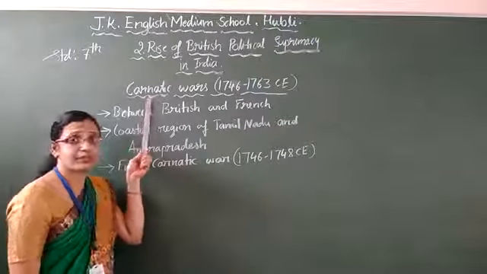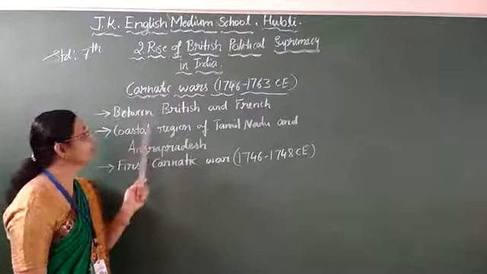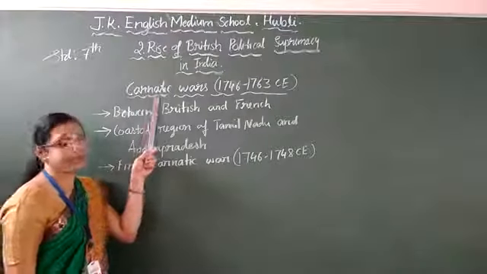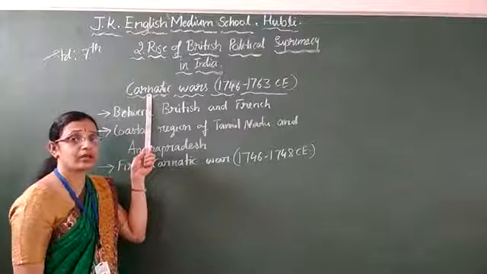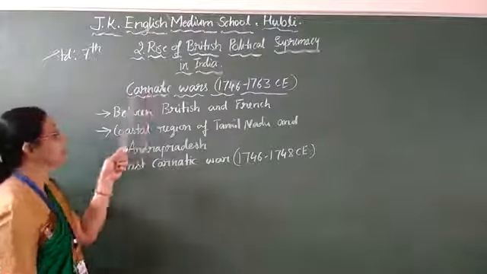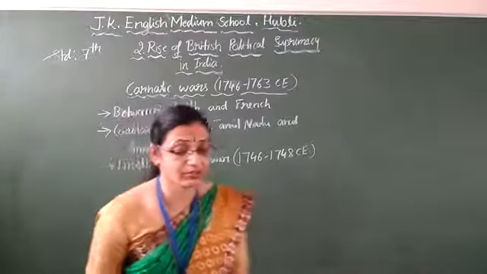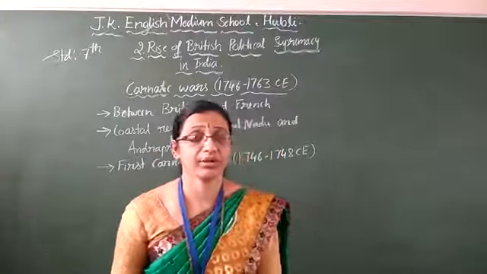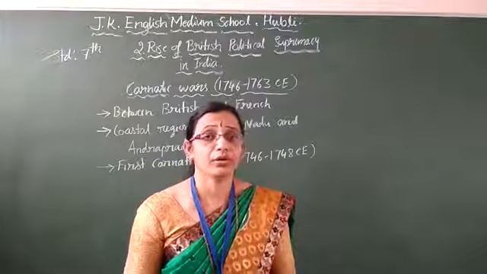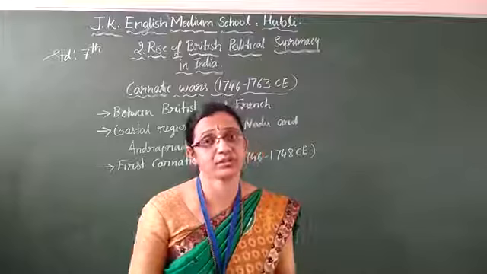Got it? The coastal region of Tamil Nadu and Andhra Pradesh is called the Carnatic by the British. And what is the capital of the Carnatic region? That we are learning. Why did the British and French fight this Carnatic war? Because of two reasons. Trade monopoly. They wanted to make a monopoly in the trade. British and French fought for this reason.